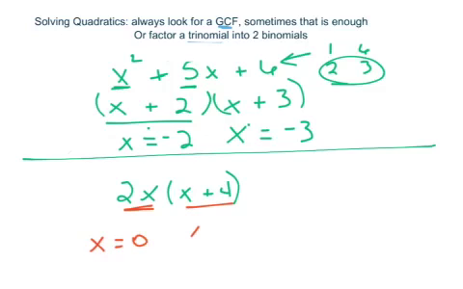This binomial is just like we normally do. X is equal to that number, but the opposite sign. So x equals -4. All right, let's do one more example.